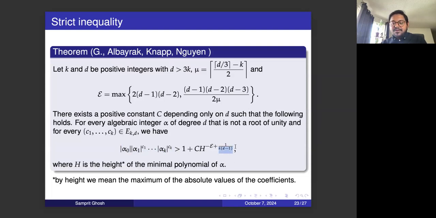So this little power saving term that we have, 1 over k over d minus 1, comes from completely ad hoc methods, which are very specific to this setting that we had. But yeah, this is sort of the main term, h to the minus E. H here, by the way, denotes the height of the minimal polynomial of alpha. And by height, we mean just the maximum of the absolute value of the coefficients. That's what we are using as height.